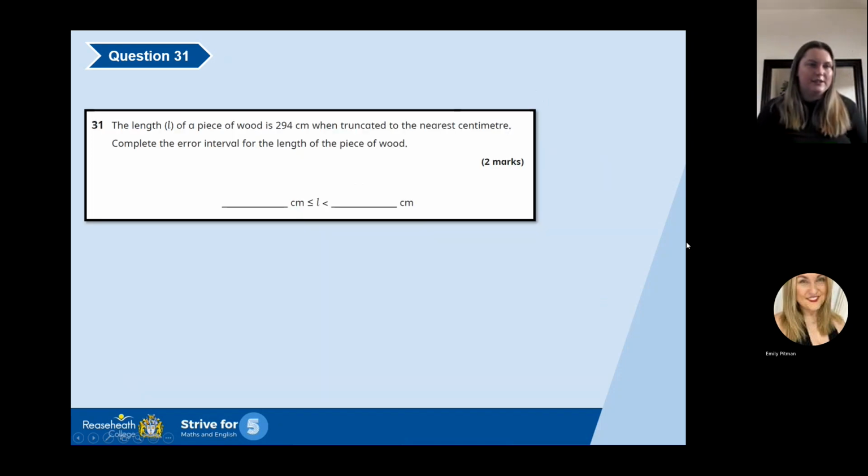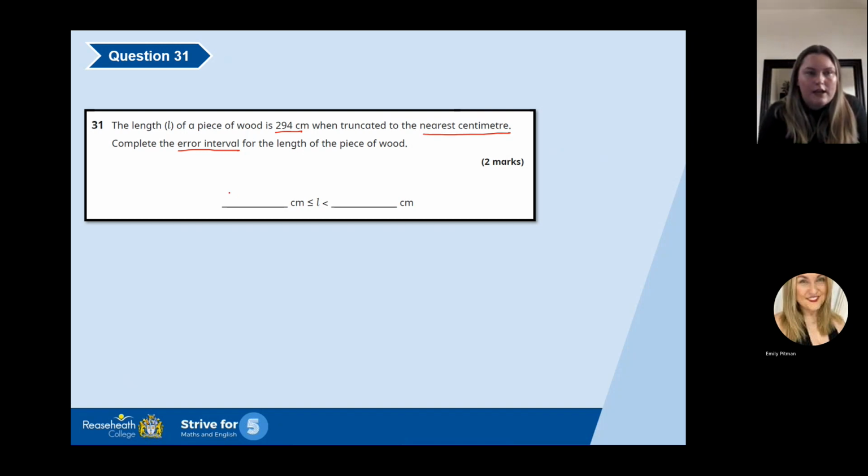Sorry, got excited then. So the length L of a piece of wood is 294 centimetres when truncated, is that how you say it, to the nearest centimetre. Complete the error interval for the length of the piece of wood. Okay, so they will have cut the piece of wood and then they'll be rounding what they've got to the nearest centimetre.